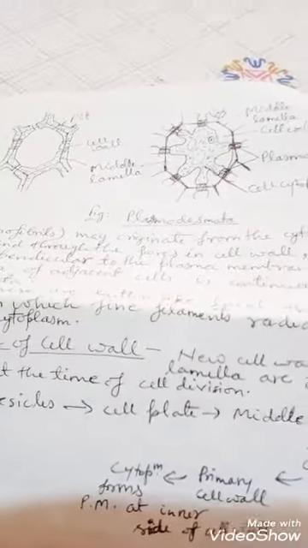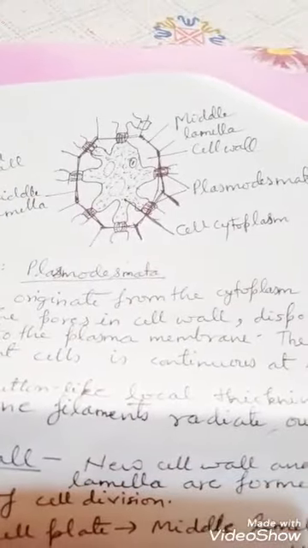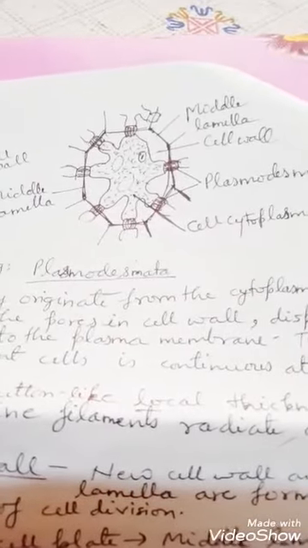So this discussion is all about the structure and organization of the cell wall, its thickening, and all the aspects. In the next class we will discuss a new topic of the cell.